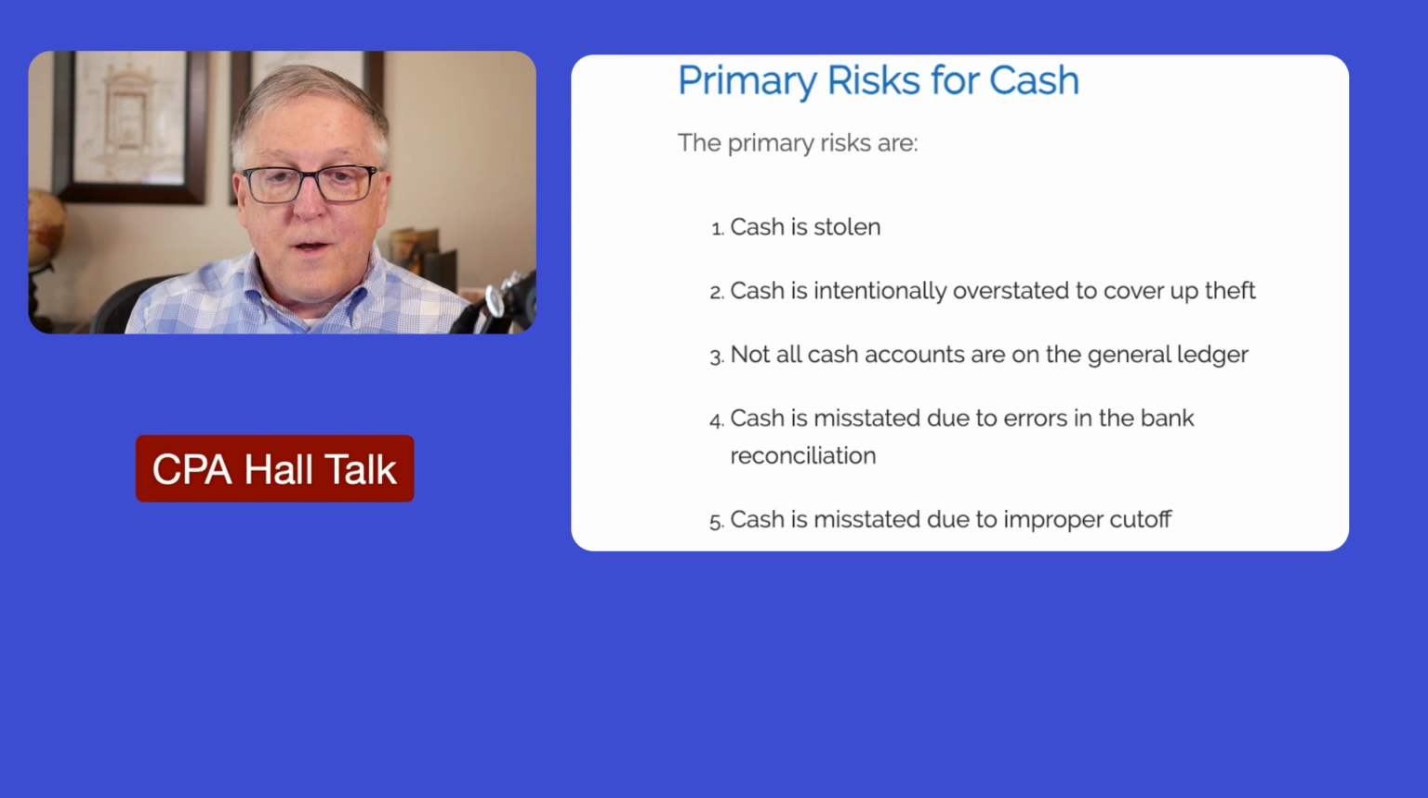So number four, cash is misstated due to errors. So we're moving away from fraud here and looking at the potential that the bank reconciliations were simply not done correctly, that we have errors in the bank reconciliation. And number five, cash is misstated due to improper cutoff. So those are the five primary risks for cash. Cash is stolen, cash is intentionally overstated, not all cash accounts are on the general ledger, cash is misstated due to errors, and then the final one was cash is misstated due to improper cutoff.